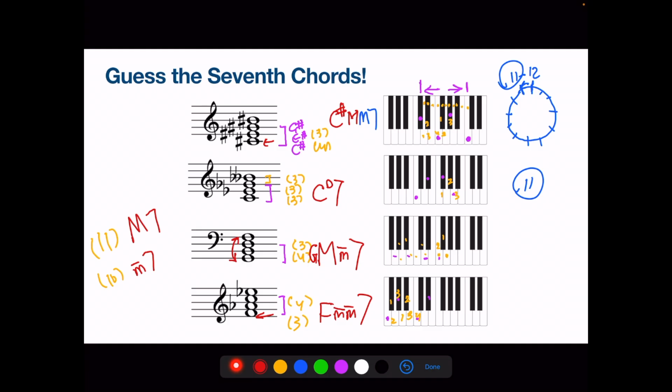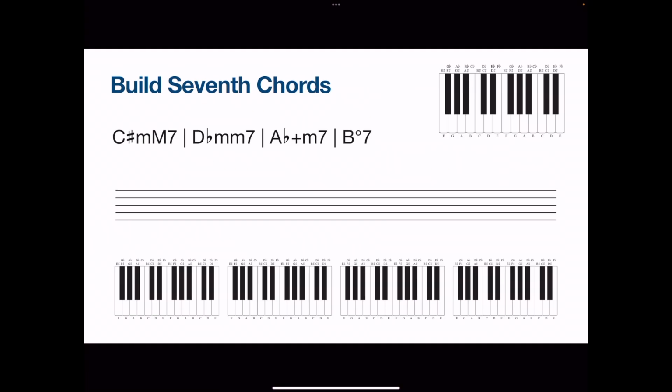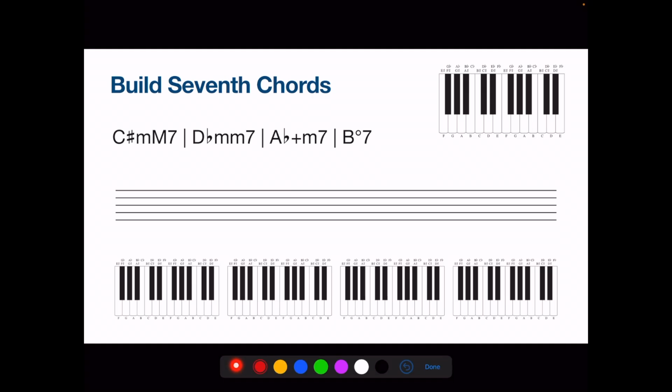All right, hopefully this is clear. Now we're going to do the reverse. You're given the chord symbols and we have to write the notes out. So a C sharp minor major 7 looks really scary, but trust me, it's not. So first we're going to start with C sharp, right?